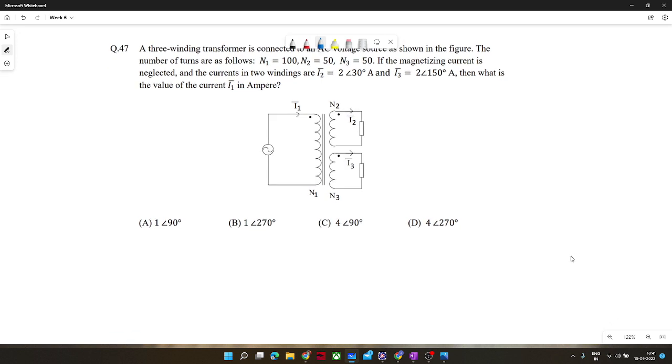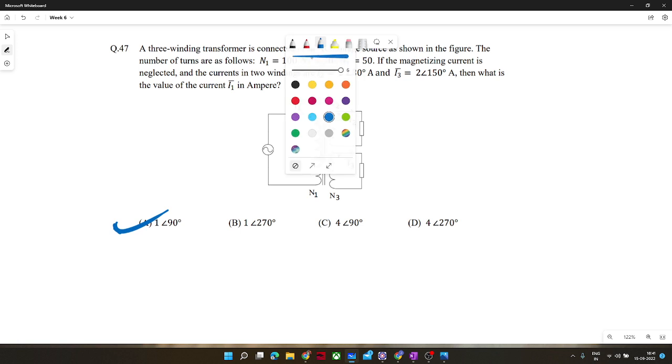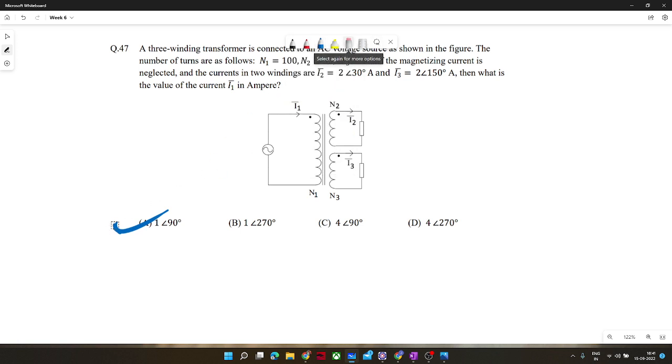Solve how? Yes, one angle 90 degrees. Option is... Acha, great, thanks. You are saying this is the option. Okay, so let me solve it for others. And if you have solved it, you can revise it.